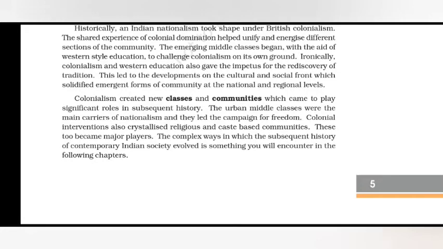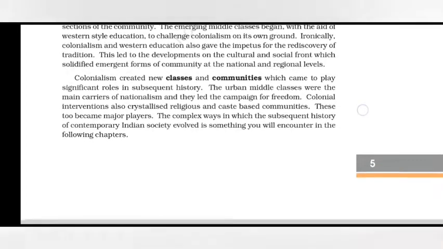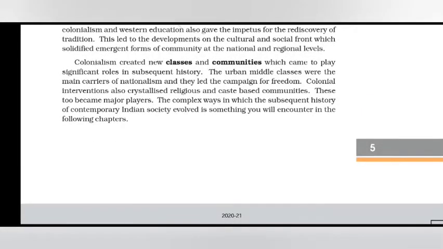Ironically, colonialism and Western education also gave the impetus for the rediscovery of tradition. This led to developments on the cultural and social front, which solidified emergent forms of community at national and regional levels.